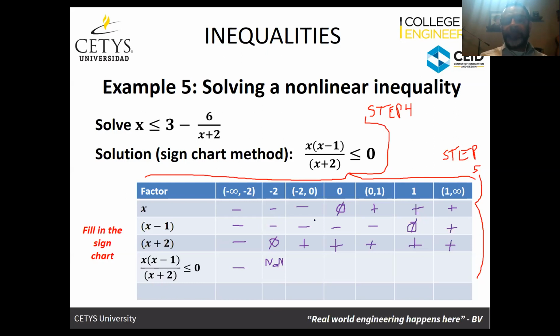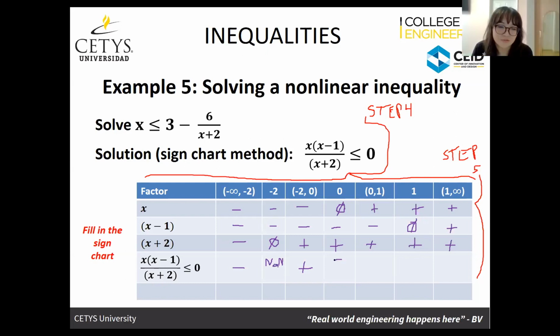Okay. Thank you. Now, next one. Minus times minus divided by plus. What are we going to have here? Positive. Perfect. 0 multiplied by minus divided by plus. What are we going to have here?